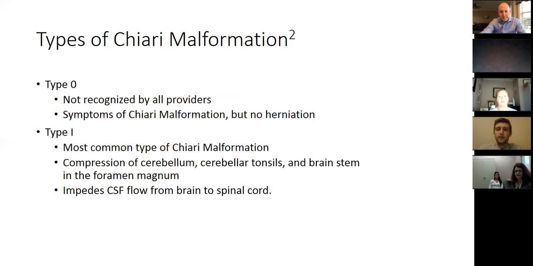Type 1 is definitely going to be the most common. It's a compression of the cerebellum, the cerebellar tonsils, and brainstem at the foramen magnum. And this is where you can see the impediment of CSF flow from the brain to the spinal cord.